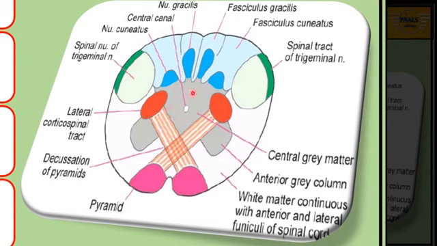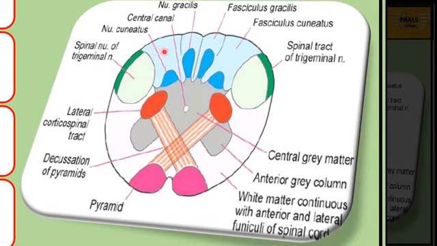Now, if we start from posteriorly, we'll see the tract here, which is the fasciculus gracilis. Now, lateral to the fasciculus gracilis, we see the next tract, which is fasciculus cuneatus. And then, if we also follow laterally, we also see the tract of the spinal nucleus of trigeminal nerve. So these tracts are seen on the posterior and lateral aspect.